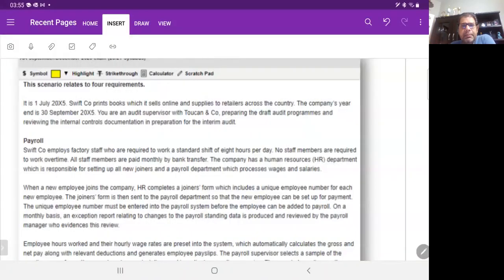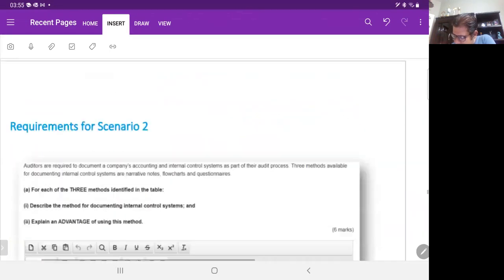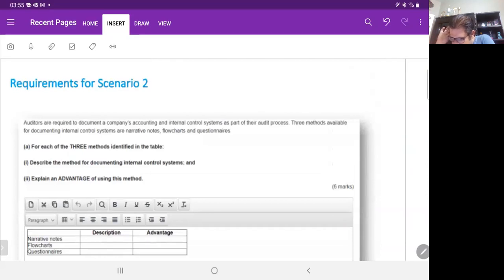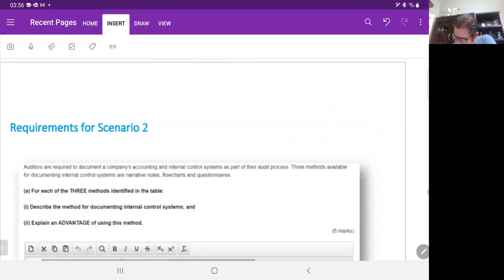All right, folks, this is the past paper question from September-December 2020 exams, right? And in this question, we will firstly look at the requirements. For each of the three methods identified in the table, describe the method for documenting internal control systems. Explain an advantage of using this method. So requirement A, we have.